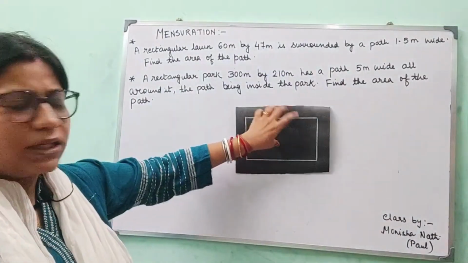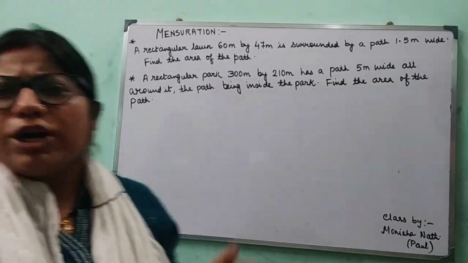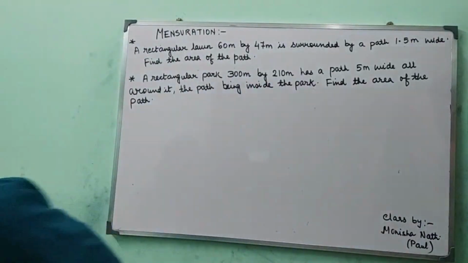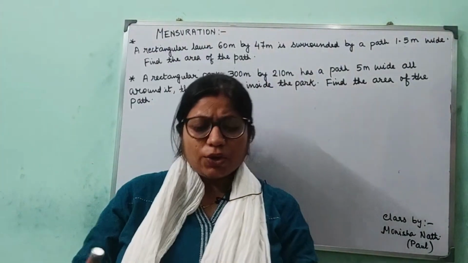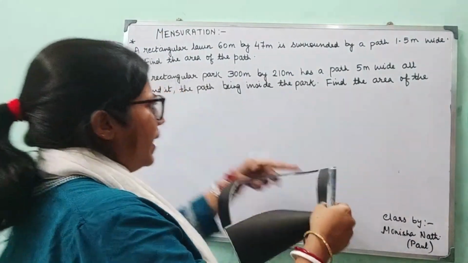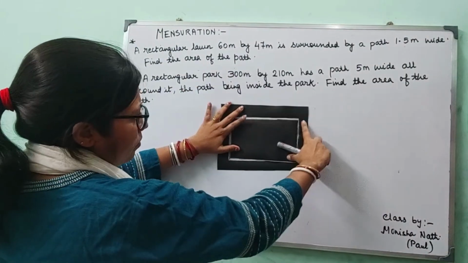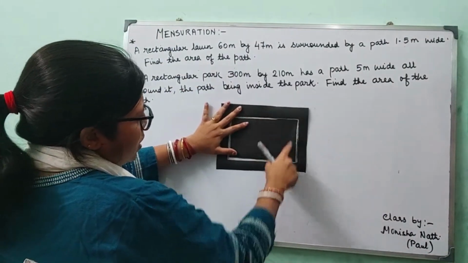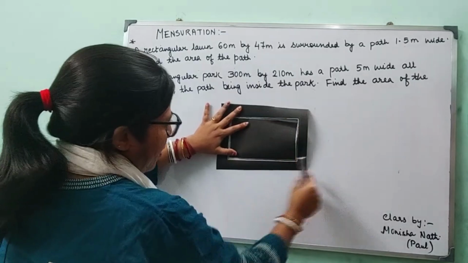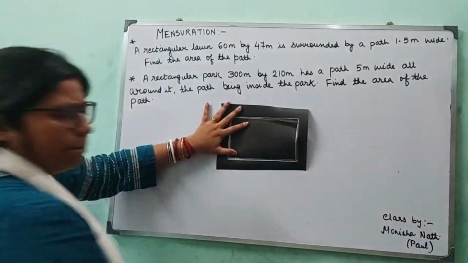Alright, area of this path. So what can I do? What normally can come to my mind when I start dealing with this sum? You see, I can split it in two parts. This was my initial figure. So this is the lawn, this is the path. So how can I get the area of the path?